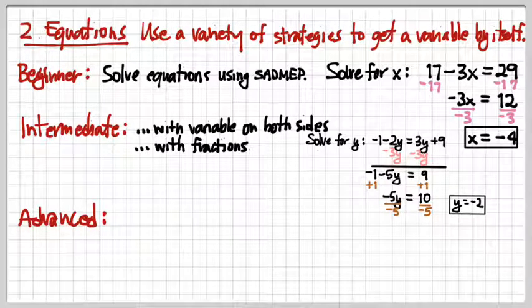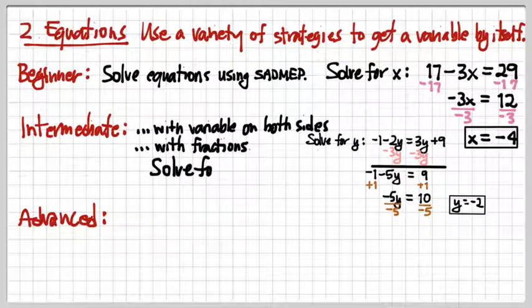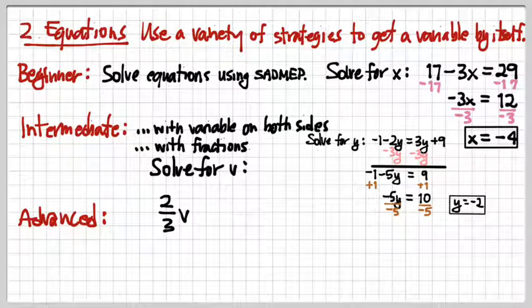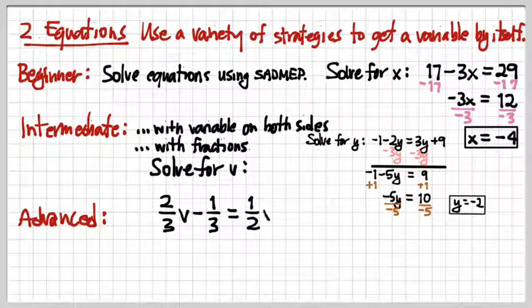How do we handle an equation that has a whole bunch of fractions in it? So here comes one. Solve for v. And then I'm going to write my equation, let's say 2/3 v minus 1/3 is equal to 1/2 v plus 4. So there's an equation that both has variable on both sides and it has a bunch of fractions cluttering up the works. So what's a step that I can take that can deal with my fraction issue?